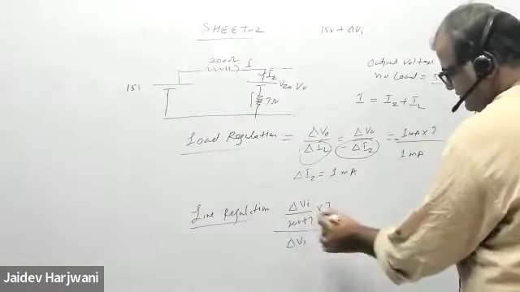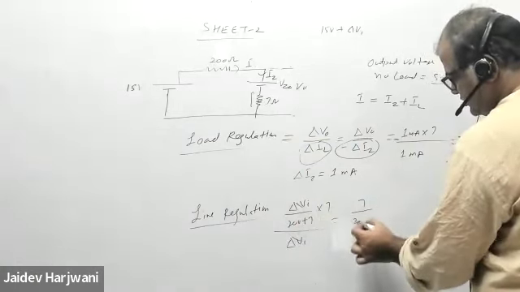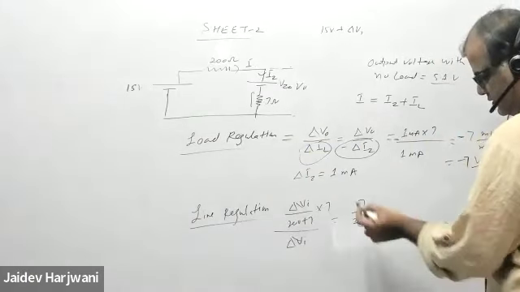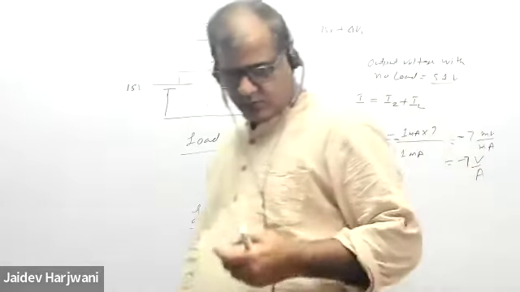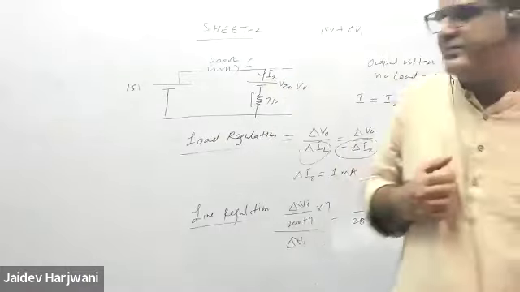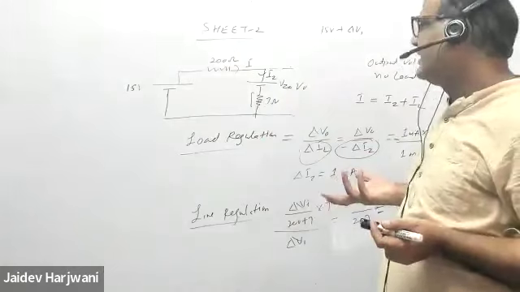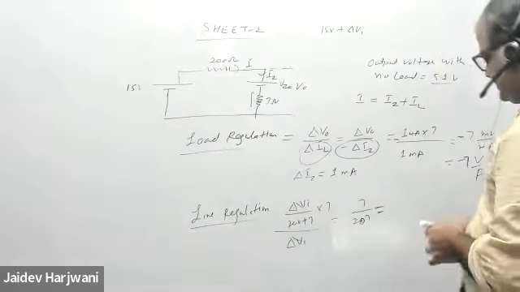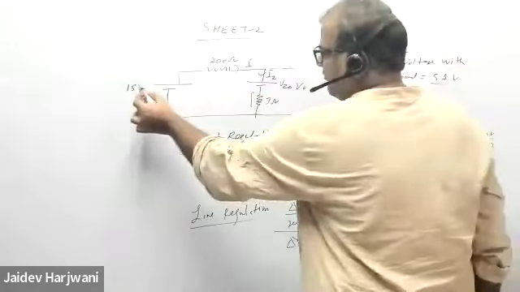Line regulation will be now how much? This is cancelled, so 7 upon 207. How much is coming? Tell me. Solve it. If you are changing 0.5 here, how much change will come here? Simple, that one: 0.03. Suppose this has now become 15.5.